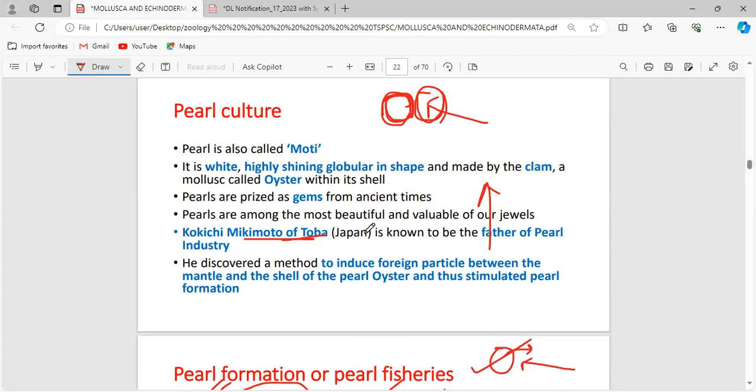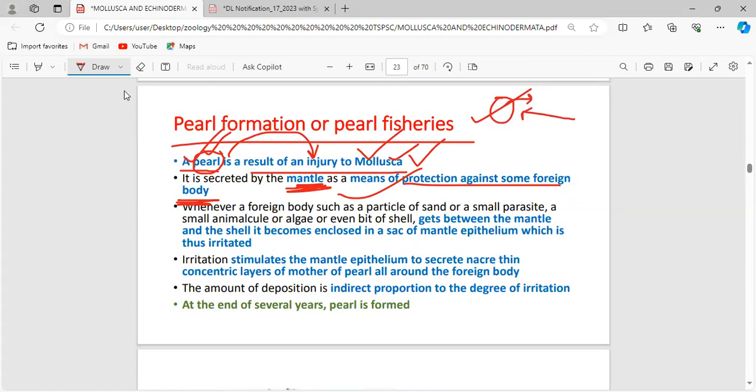But what he discovered is that if we introduce anything artificially, the mantle will sense this as a danger, and to protect itself the mantle will secrete some secretions, and later this will be developed into a pearl. So we can harvest those pearls. Like that, he discovered this mechanism.